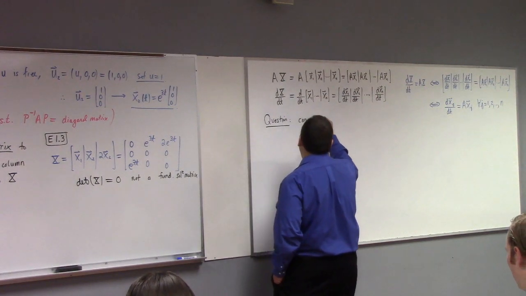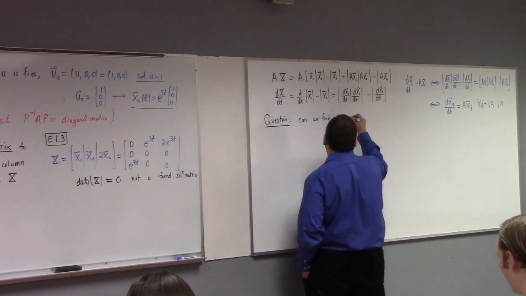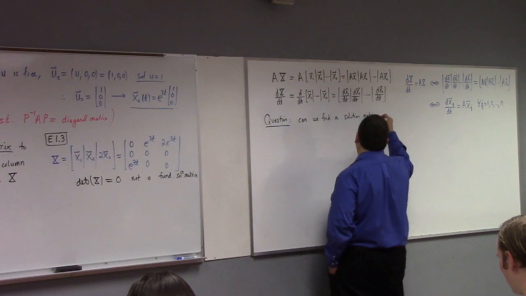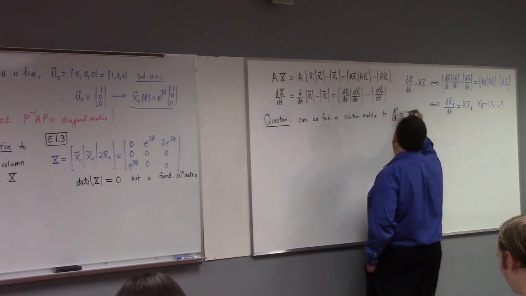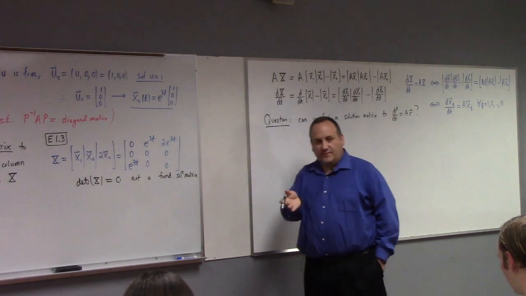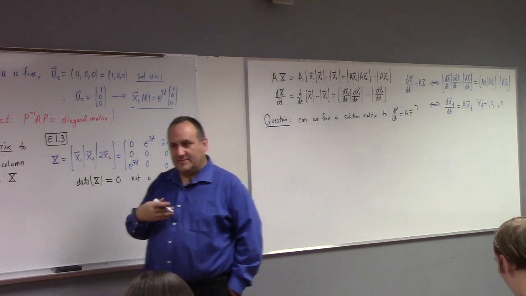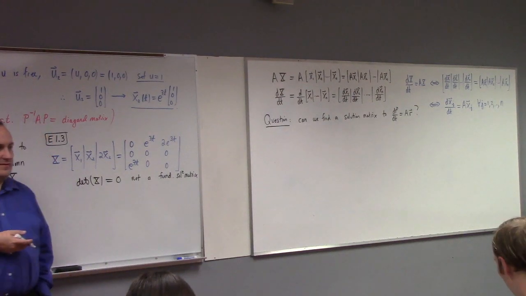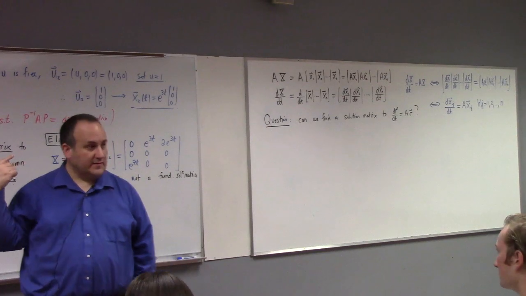Can we find a solution matrix to dR/dt equals A R? I mean, there's one way we could do it, right? We could just take the solutions we've already found and paste them together. That's kind of boring. That's not really what I'm after. What I want is to find a solution matrix which fills the gap in example 1.